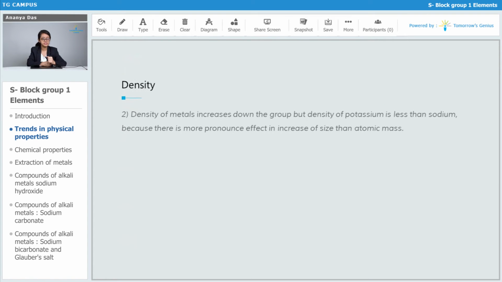When we talk about the density of alkali metals in a group, then the density of the alkali metals increases down the group because of the increase of atomic mass. But there is only one exception to this, that is on going from sodium to potassium the density decreases. This is because on going from sodium to potassium the effect of increase in size is more pronounced than the effect of increase in atomic mass. That is why on going from sodium to potassium the density decreases.